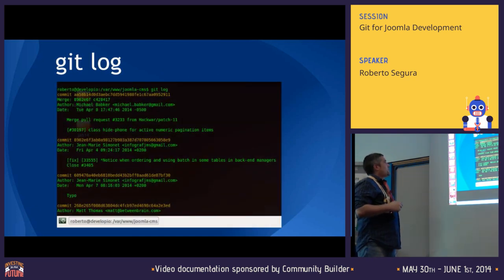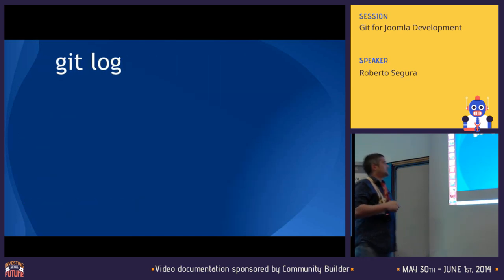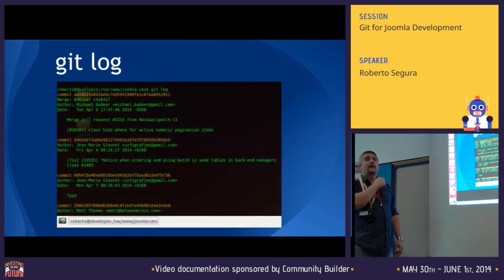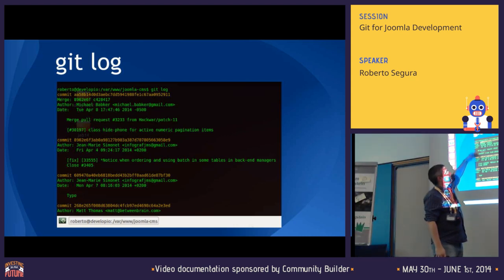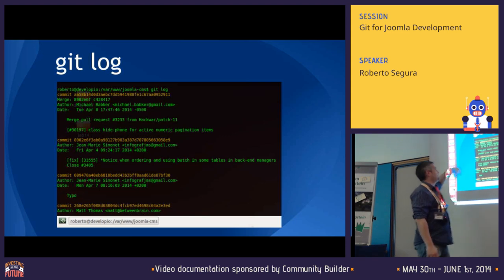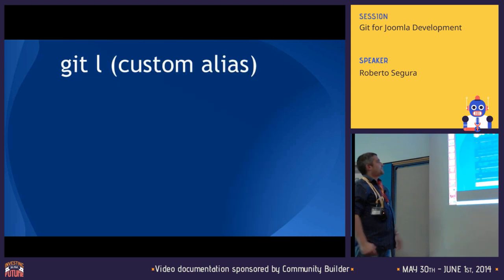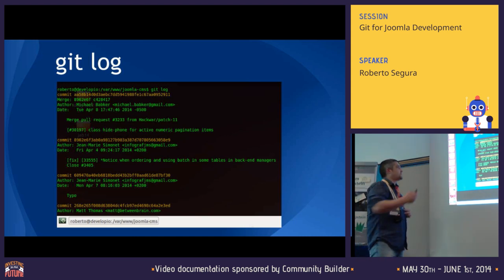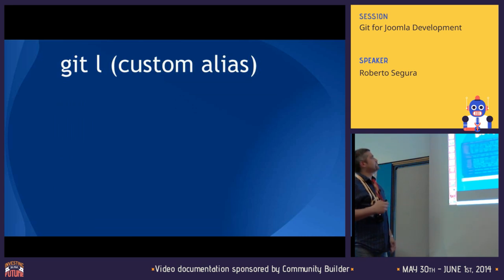There are other commands that you have to learn. There are two basic commands, which are git log and git status. They are used everywhere to know the history of the commits: this is the latest commit, the previous, and the previous. But as you can see, there are only three commits there. It uses all the screen to show only three commits.